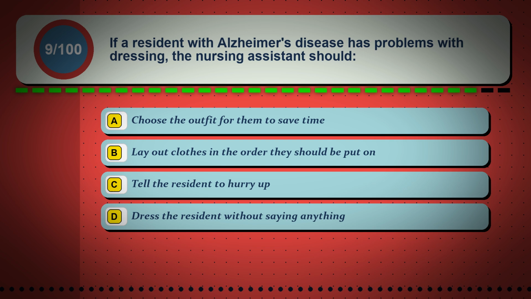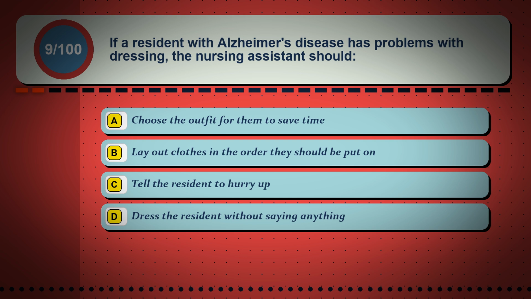Question 9. If a resident with Alzheimer's disease has problems with dressing, the nursing assistant should: Option A, choose the outfit for them to save time. Option B, lay out clothes in the order they should be put on. Option C, tell the resident to hurry up. Option D, address the resident without saying anything.